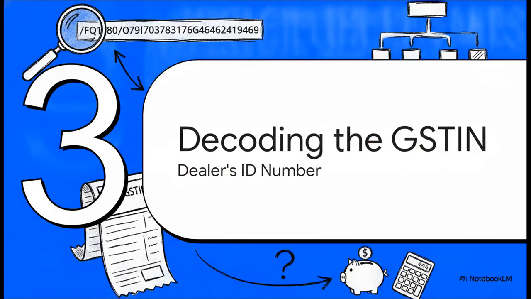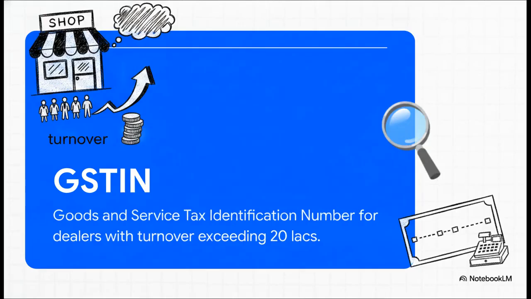Section 3, Decoding the GSTIN. We've all seen it, right? That super long, kind of intimidating string of alphabets and numbers at the top right corner of a bill. Let's demystify what that code actually means.